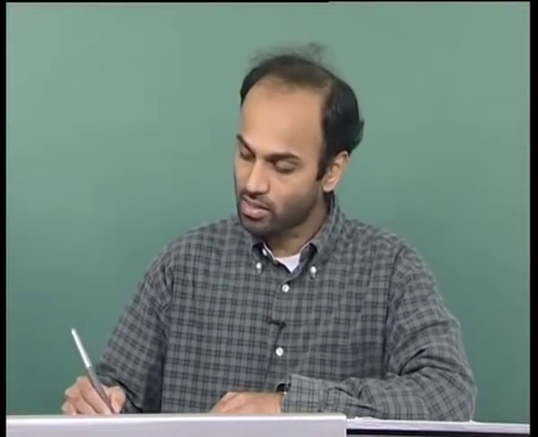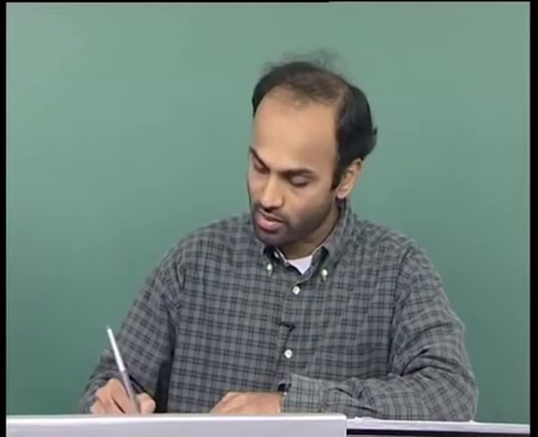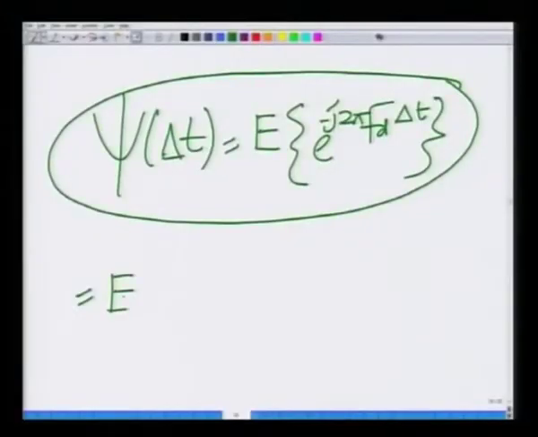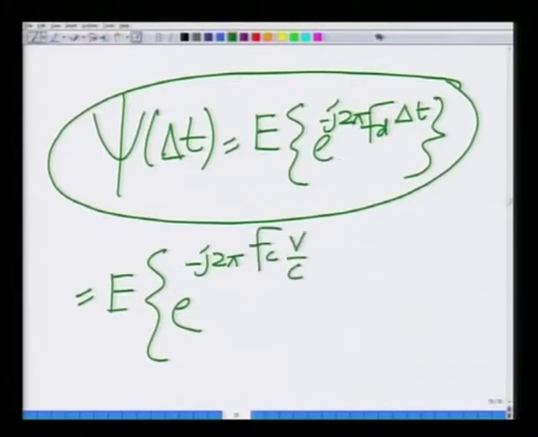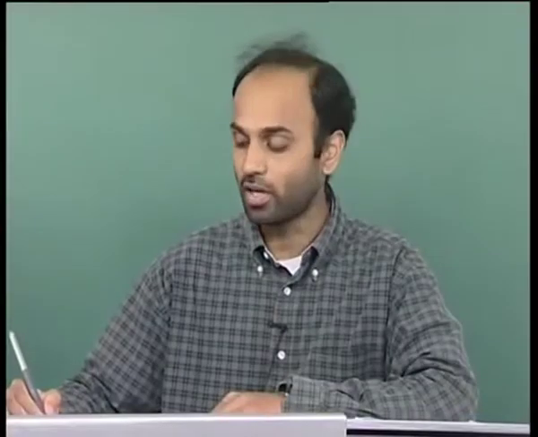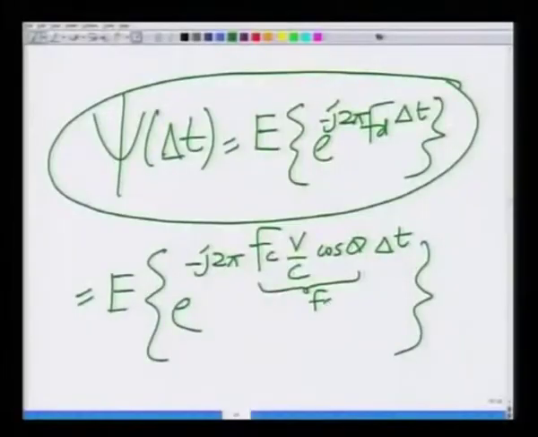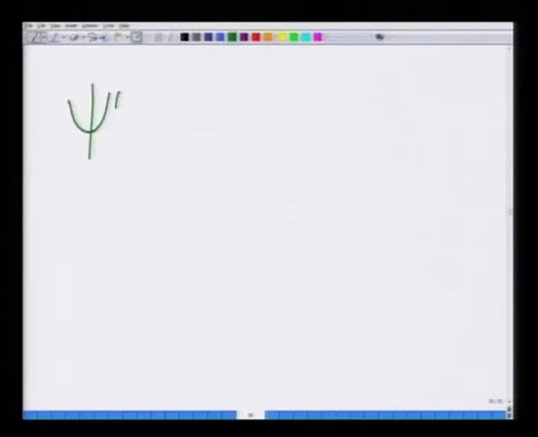All right. So, I will write this as the expected value of e to the power of minus j2π, and f_d I will write as f_c v over c cosine theta, times delta t. I am not doing anything extra complicated, I am simply writing f_d as f_c v over c cosine theta, where v is the velocity and theta is the angle. This is nothing but f_d, I am substituting f_d in the relation above. That gives me psi of delta t.